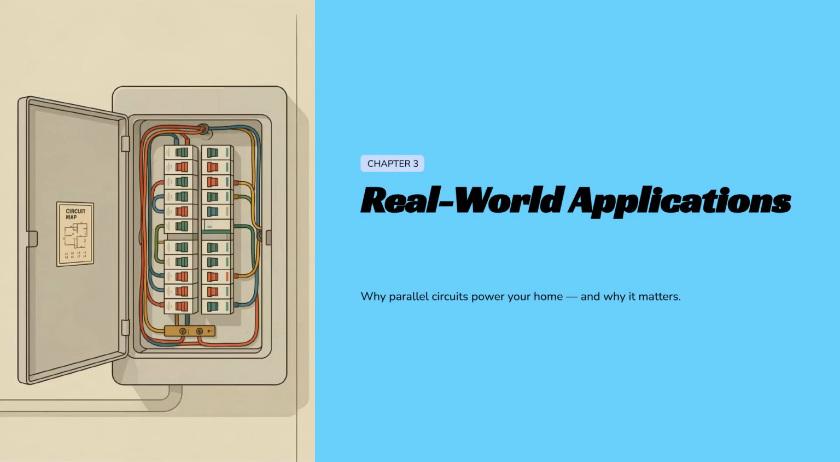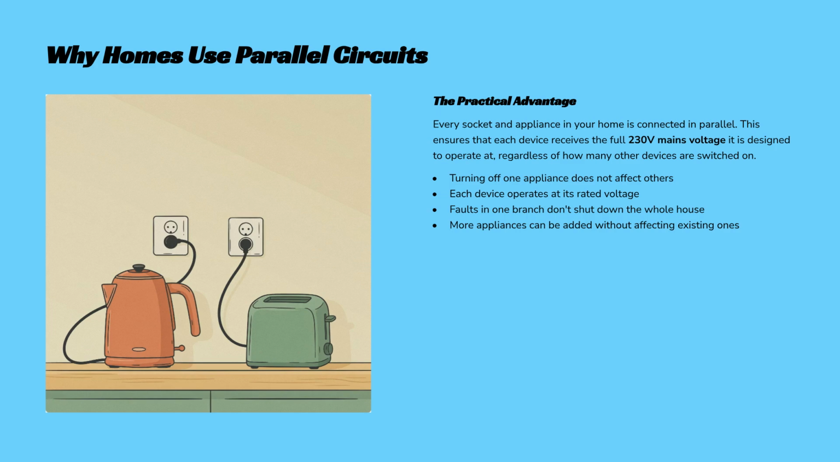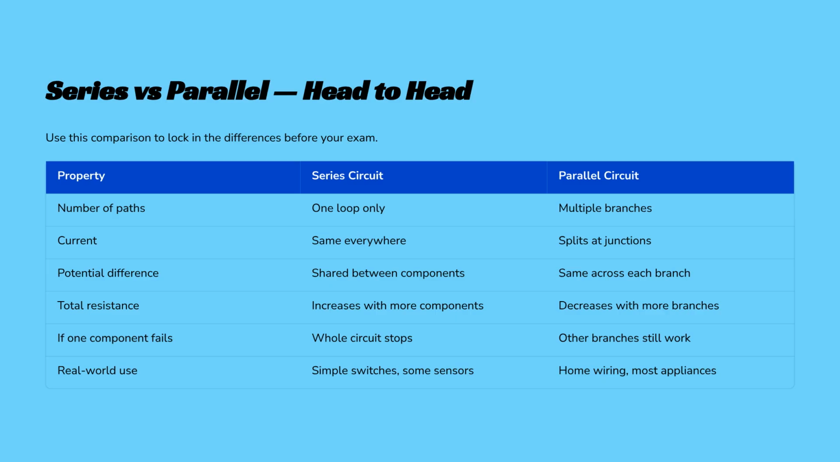Moving on to Chapter 3. Real-world applications. Understanding why we use parallel circuits in our homes explains why your appliances can operate independently of each other. Homes use parallel circuits so every socket and appliance receives the full mains voltage. This ensures that turning off one device doesn't stop others from working, and it lets you easily add new appliances. Here is a head-to-head comparison between series and parallel circuits. Keep this table in mind for your exam to distinguish between their properties regarding paths, current, voltage, and resistance.